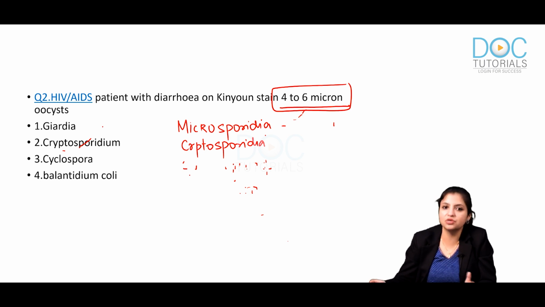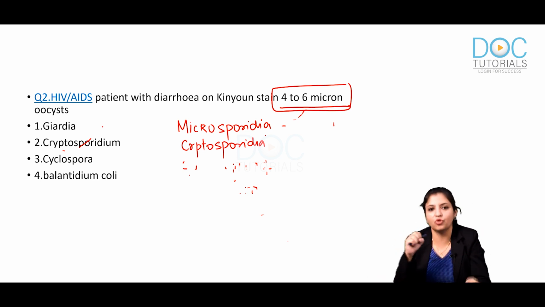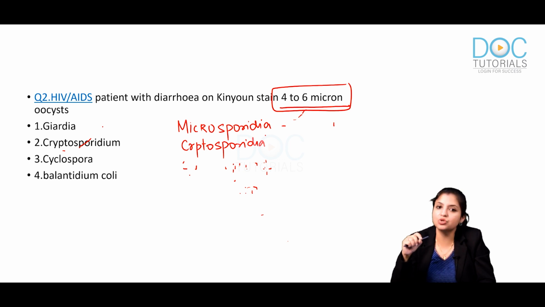Giardia doesn't look like that. Giardia is a staring boy with 2 big eyes. Cyclospora is a 10 micrometer spore, a bigger one. Balantidium coli doesn't look like this at all. Is everybody clear with this?